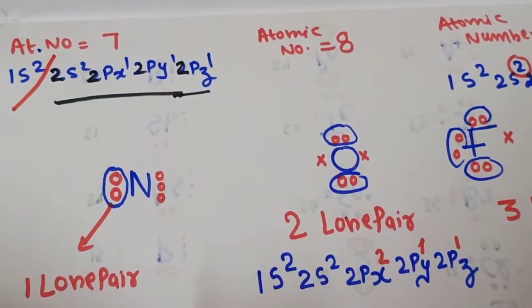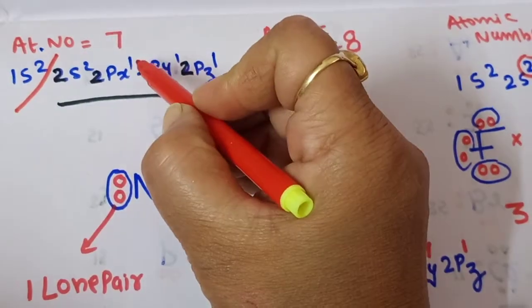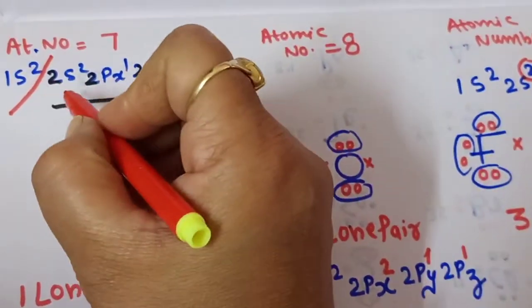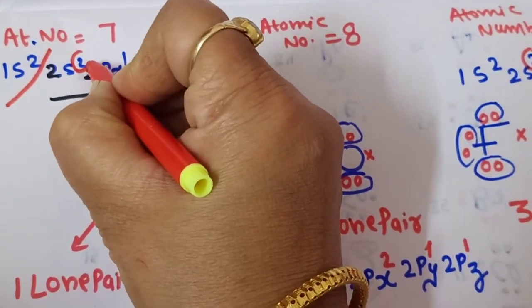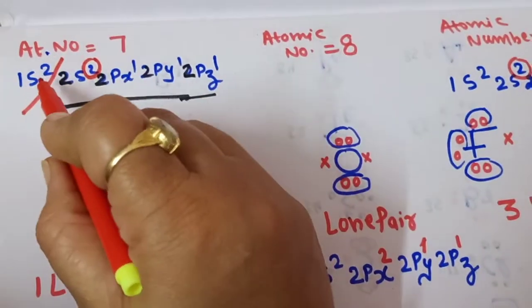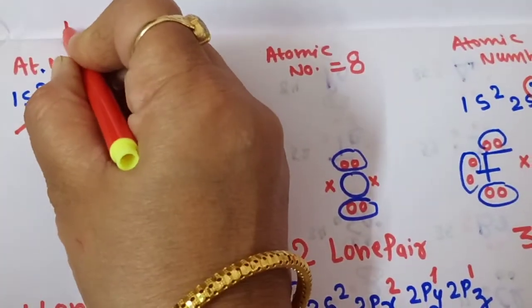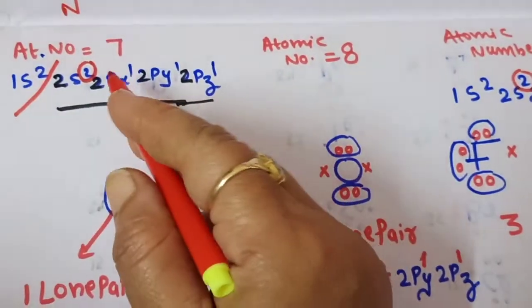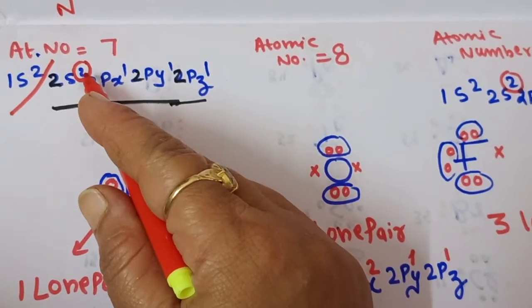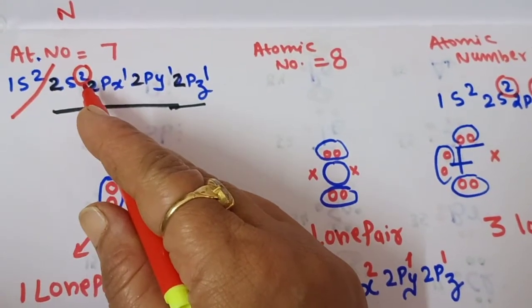So how many electron pairs do you find? This is single, this is single, this is single electron. But 2s2 is a pair. So this nitrogen atom having the atomic number 7 has 1 electron pair, meaning this is the lone pair for the nitrogen in the 2s2 orbital.